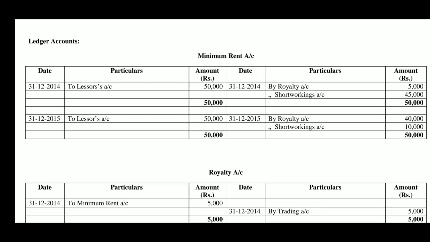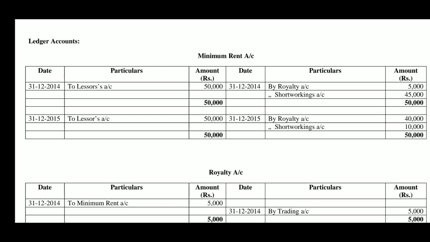See the minimum rent account. In the years 2014 and 15 there are short workings, but in the years 2016, 17 and 18 royalty is more. Of course, in the third year royalty is equal to minimum rent, but in the last 2 years royalty is more. Therefore, the minimum rent account does not exist. Only in the years of short workings does the minimum rent account exist.